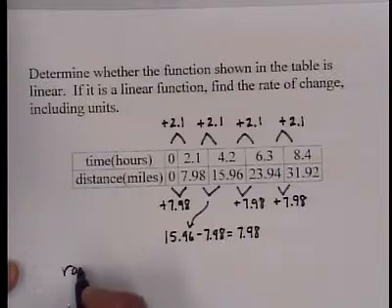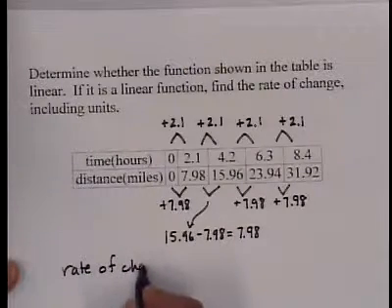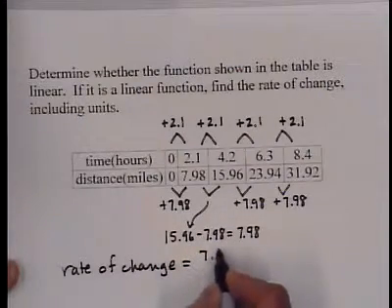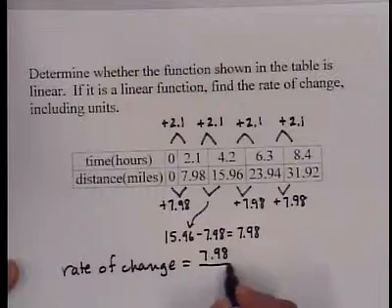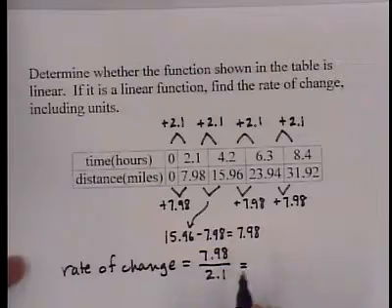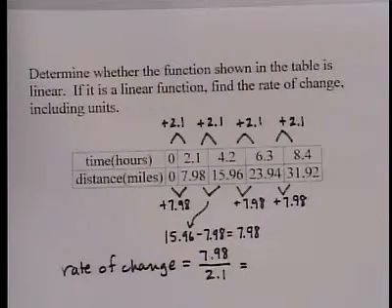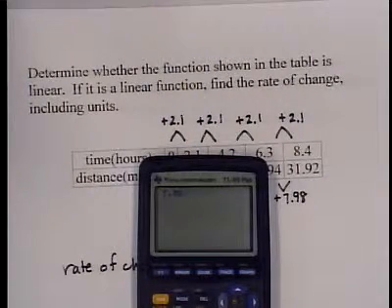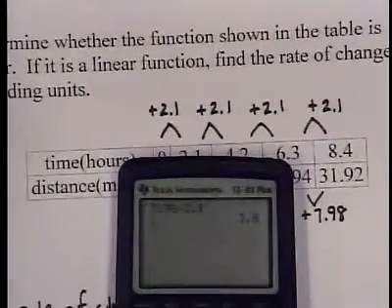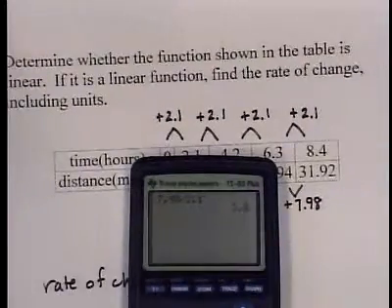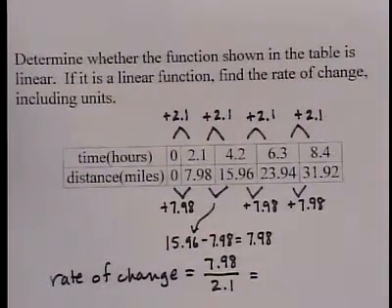To find the rate of change, we're going to put the step in the dependent variable over the step size in the independent variable, and then divide with the help of a calculator. We'll do 7.98 divided by 2.1 on a calculator. That result is 3.8, and we'll write that down as our rate of change.